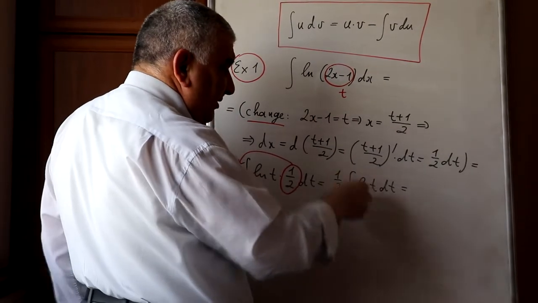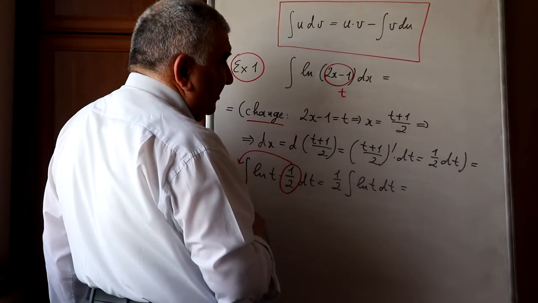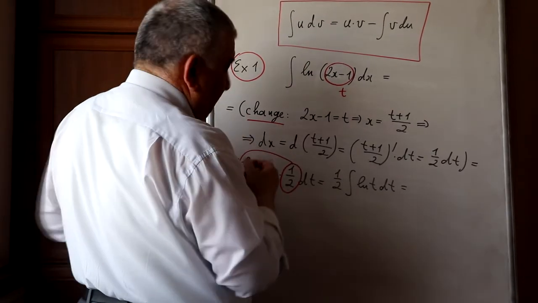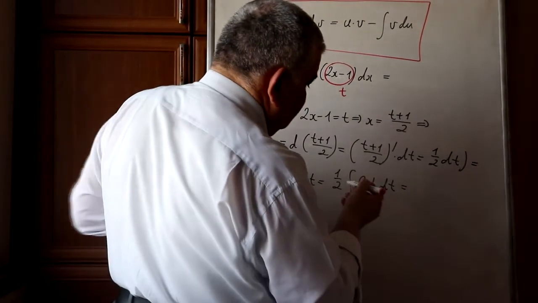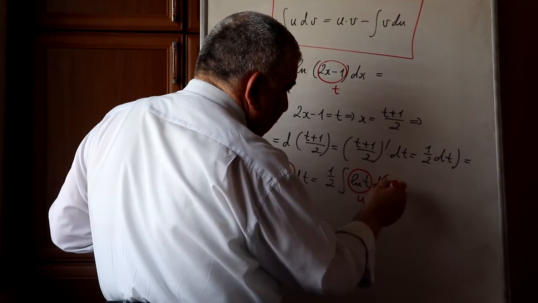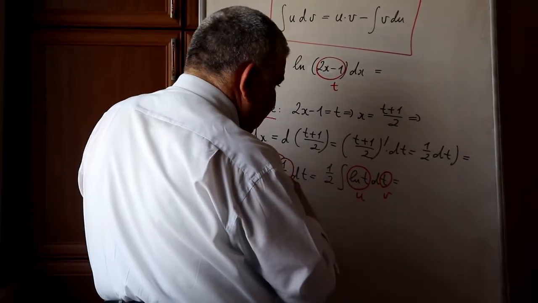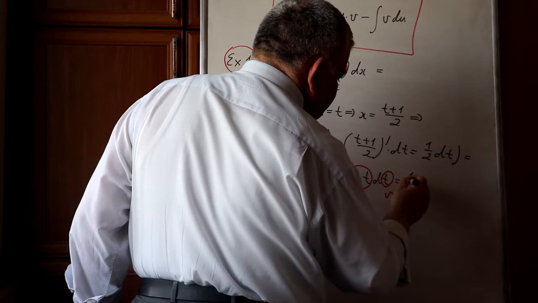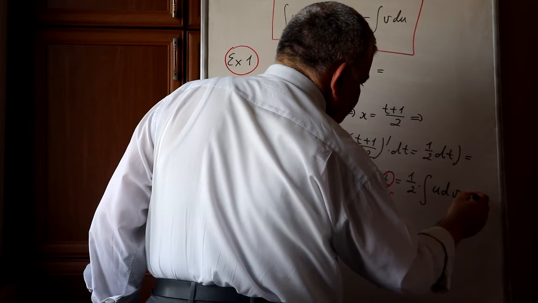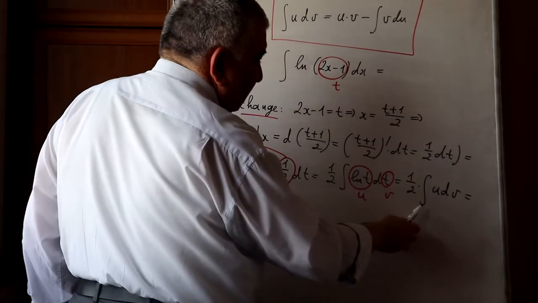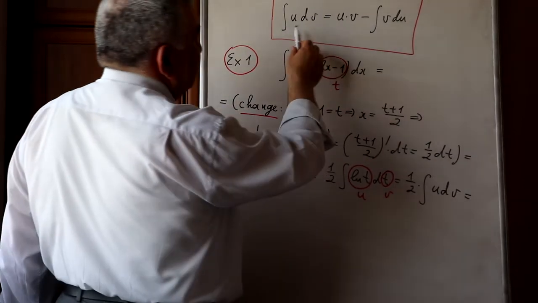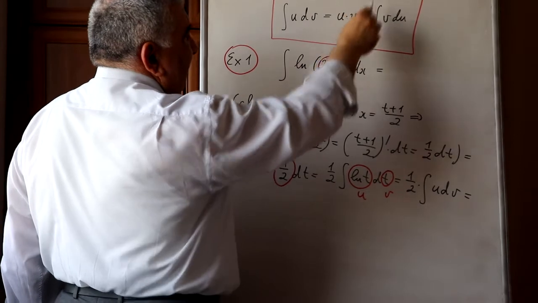This integral is ready for application of the indefinite integration by parts. Let natural logarithm of t be u and t be v. Then we have 1 second multiplied by integral of u dv. Then apply this formula. We have an integral of type integral u dv, and this integral is equal to u multiplied by v minus integral v du.